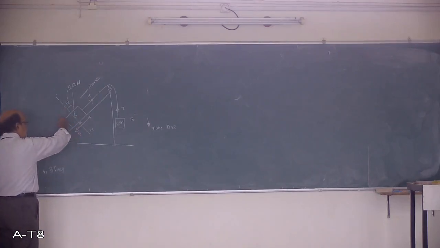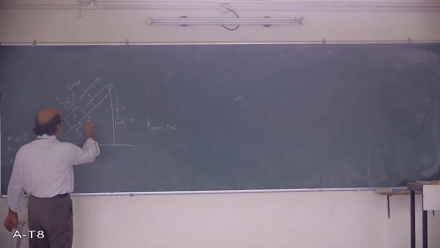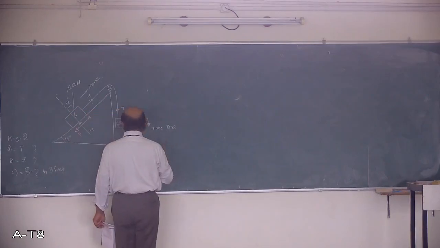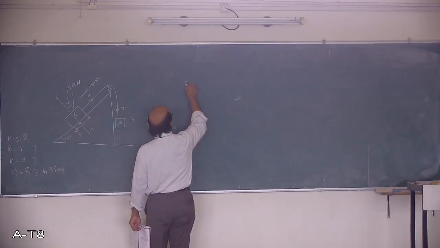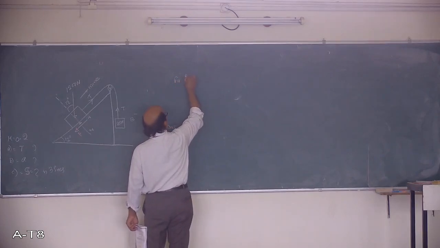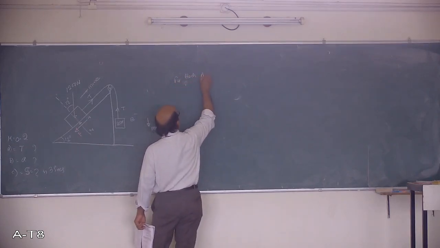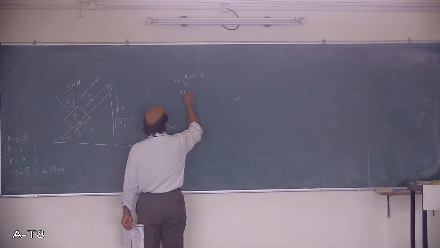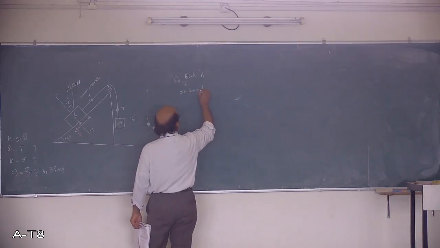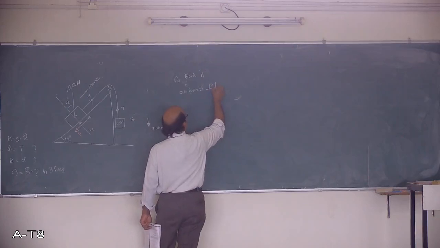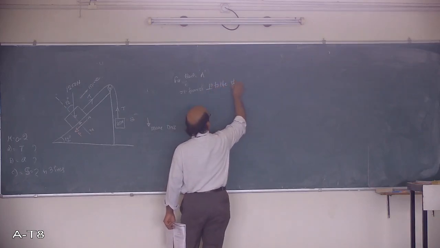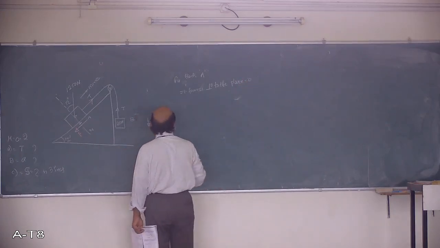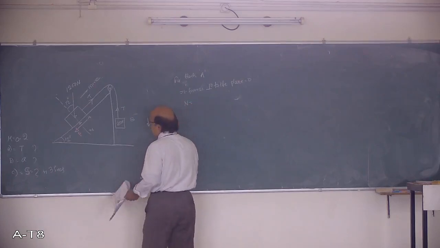First of all, consider the free body diagram of block A. I have drawn the enlarged diagram here, just see it. I will apply the conditions for this one. For block A, the sum of forces perpendicular to the plane should be equal to zero to work out N, the normal reaction.